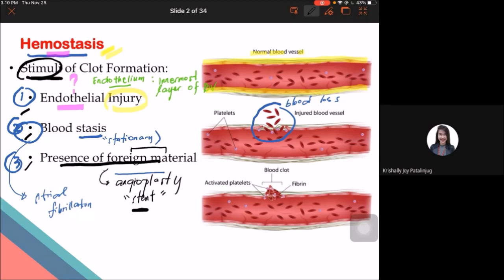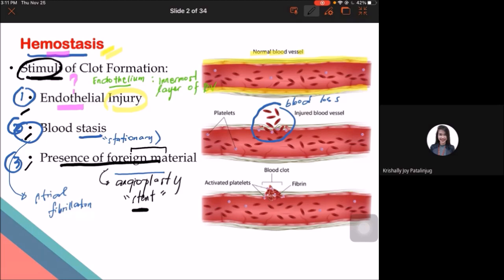Okay, so lahat ng to ay mga triggers, mga stimuli of clot formation. So ang bottom line dere is there is a certain reason why clot has to be formed inside our body. Naa siya reason, na ay trigger. Dili lang na basta-basta nga na ay formation of clot, na ay reason behind that. Okay, so yan yung mga stimuli.